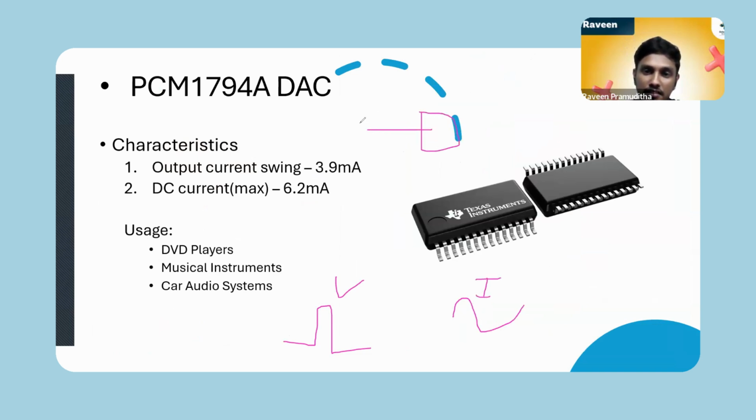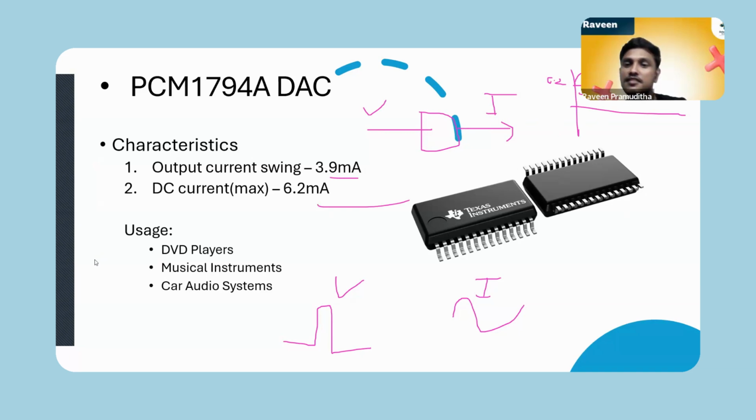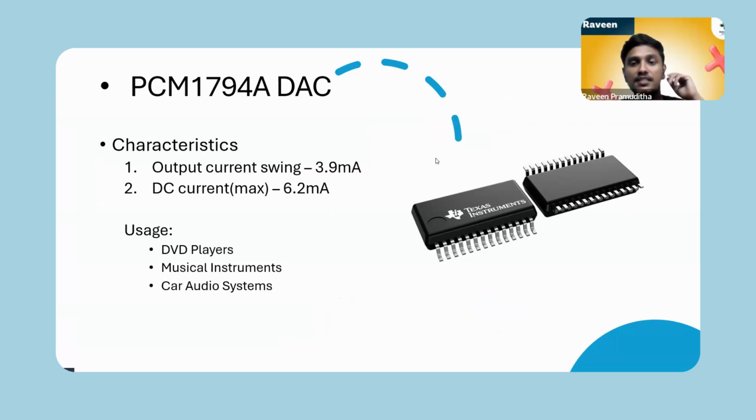We input digital voltage, but it outputs two channels of currents. The current has some variation about 6.2. It's like a 6.2 DC current, and it has a variation of 3.9 milliamperes. So this variance is 3.9 milliampere. It's in the datasheet already. So before the design part, we need to consider all the things in the datasheet.